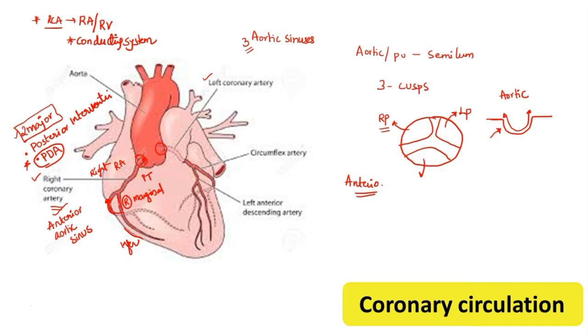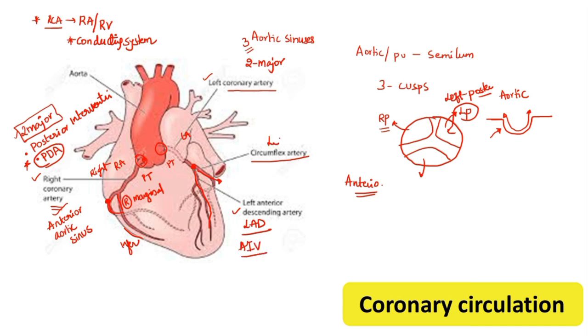Let us now discuss the origin, course and branches of the left coronary artery. The left coronary artery takes origin from the left posterior aortic sinus. After the origin, it runs in between the left atrium and the pulmonary trunk, and after that it divides. There are many branches, but from the exam point of view, you need to remember two major branches. The one going towards the posterior surface is the left circumflex artery, and the one continuing anteriorly is the left anterior descending artery, that is LAD, or left anterior interventricular artery.